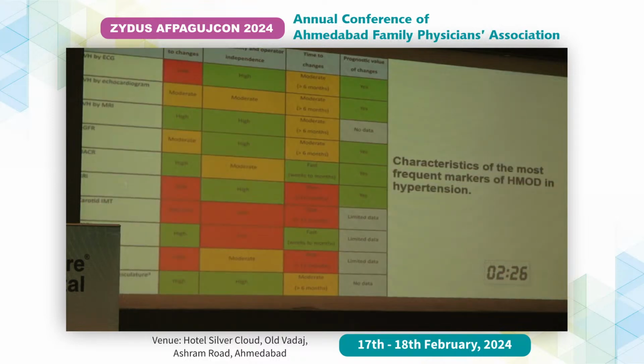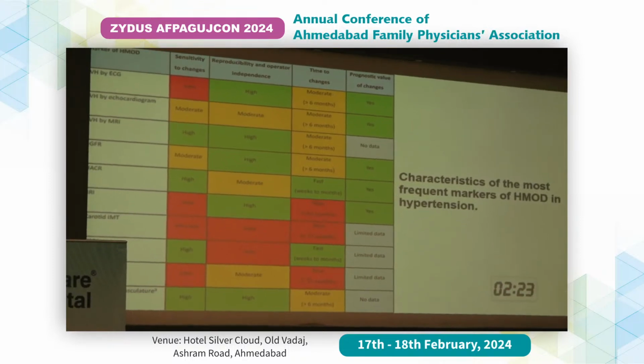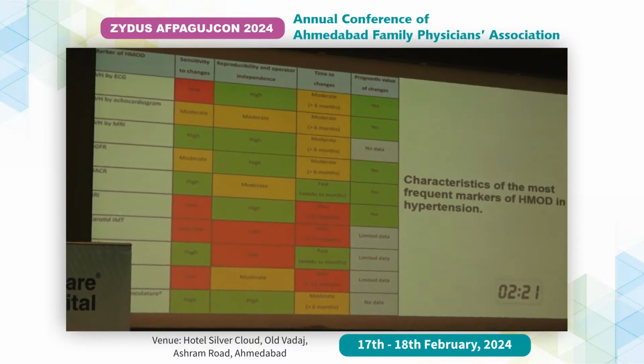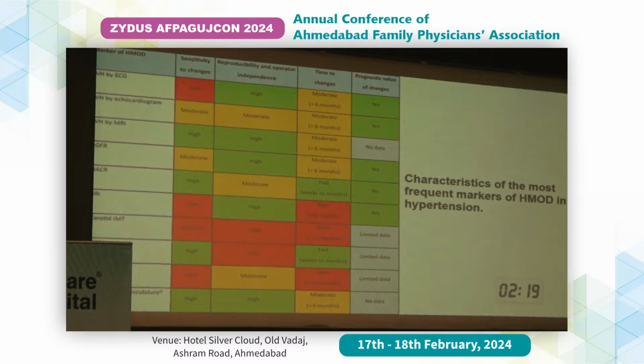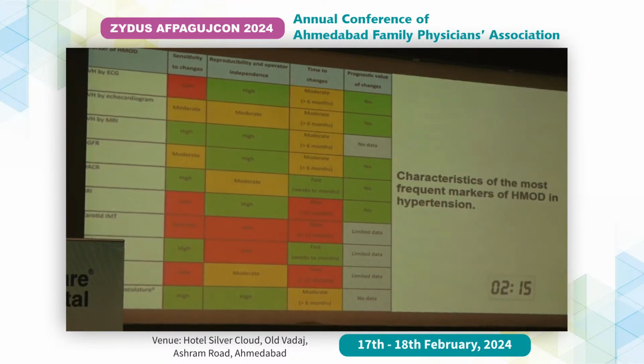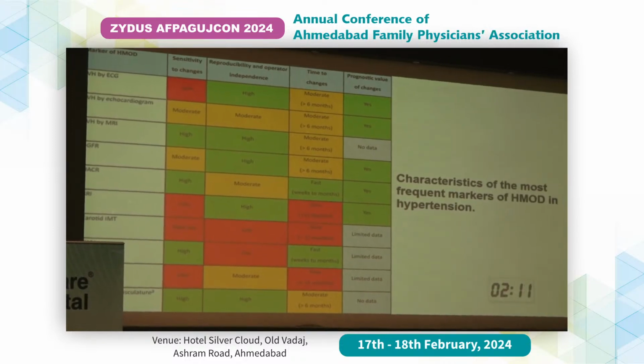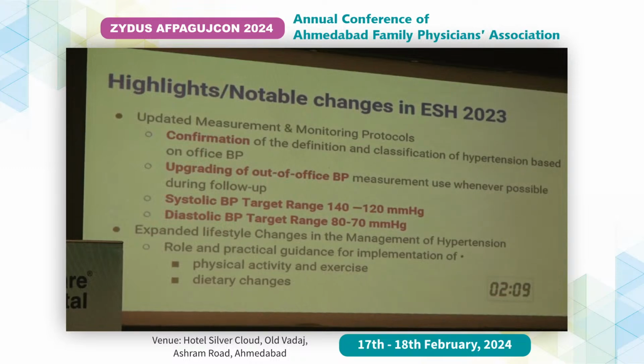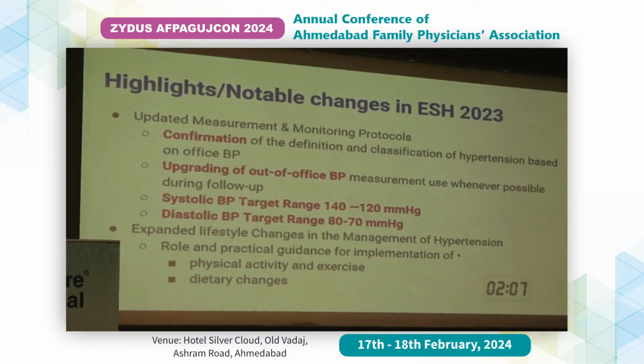According to this particular chart, with various ECGs and cardiograms and what we need to do, there are characteristics of frequent markers which can decide what the hypertension-mediated organ damages are, and according to that various treatment plans can be changed.